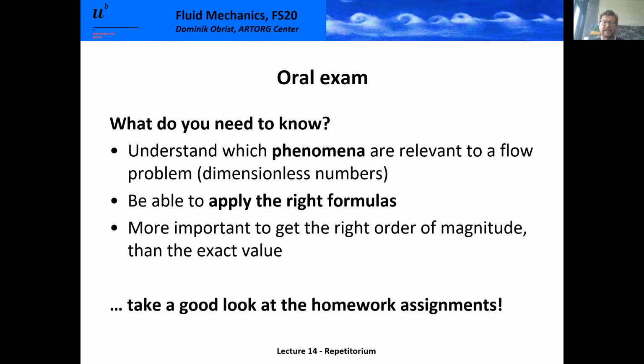That's why I wrote here on the slide, it's more important to get the right order of magnitude than the exact value. It's more important to me that you know that the Reynolds number is much less than 1 than to know whether it's 0.0001 or 0.002. Certainly a very good preparation for the exam is to take a good look at homework assignments. The problems that we will solve will have the character of homework assignments.